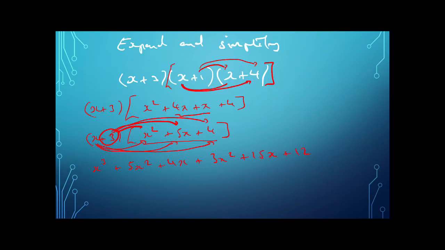We have to add like terms together, so we've got x cubed, then we've got the 5x squared and the 3x squared, which gives us 8x squared. Then we've got a 4x and a positive 15x, so that's 19x, add 12.